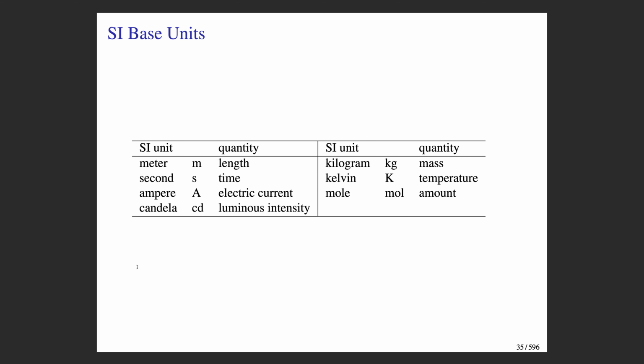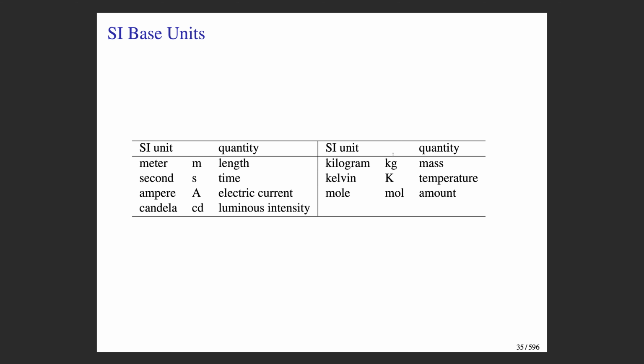Well, here are the 7 base units that are used in the SI unit system. So for length, the SI unit is the meter. For time, it is the second. For electric current, the unit is called the ampere. For brightness, luminous intensity, the unit is called the candela. For mass, it's not the gram, it's called the kilogram.